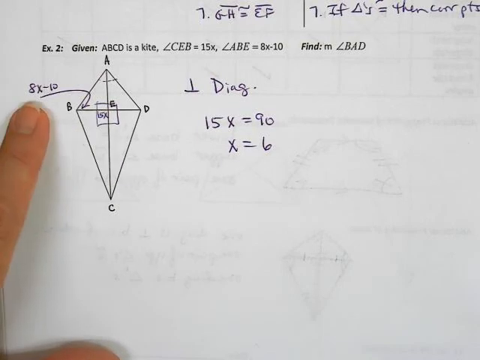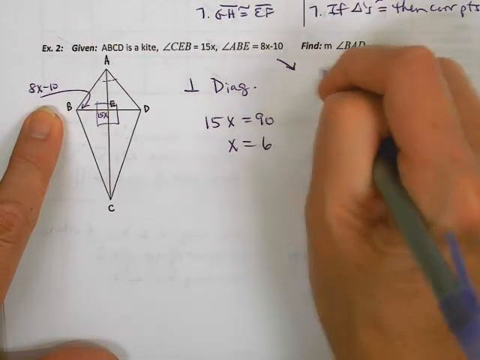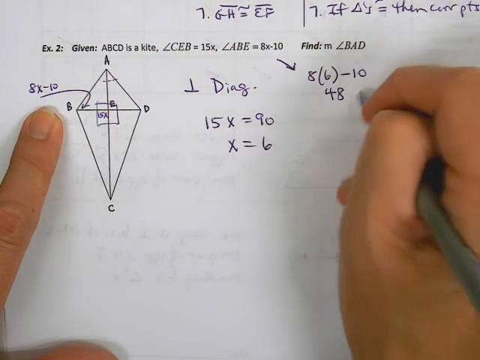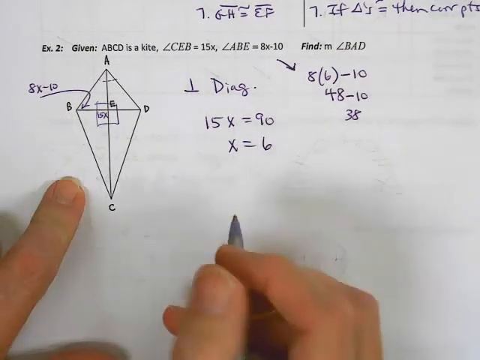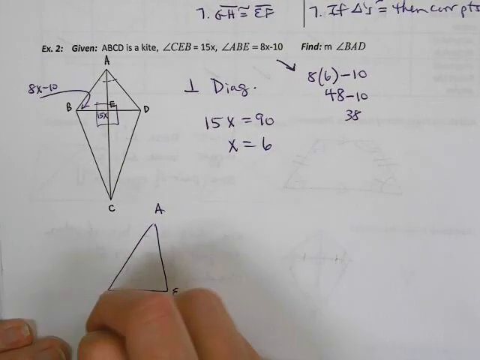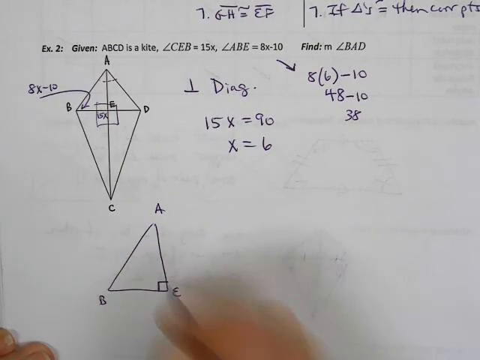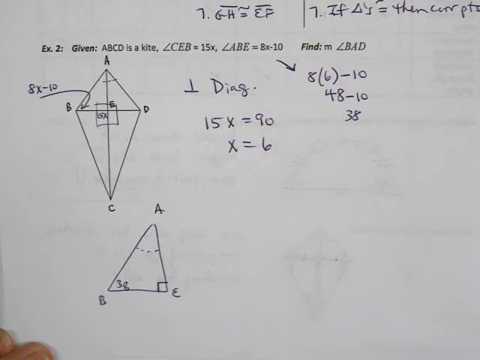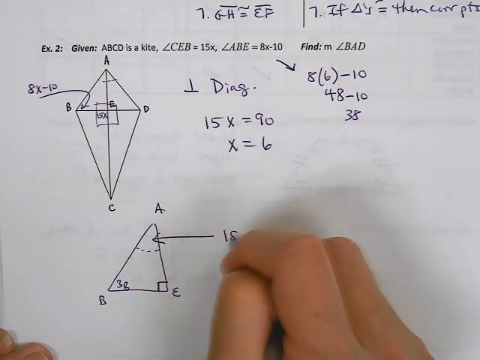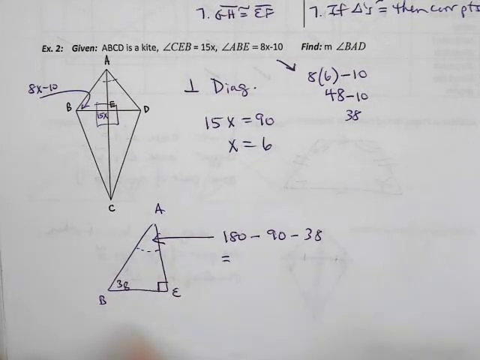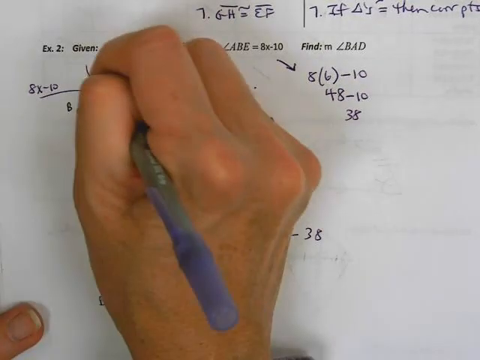All right, well, how does that help? Well, let's find this angle. Angle ABE then would be 8 times 6 minus 10. That's 48 minus 10, which is 38. So now, if I'm just looking at this triangle AEB, I know this is a right angle. I just found this angle right here to be 38. Can you find me this guy up here? Wouldn't that angle be 180 minus 90 minus 38? If I solve that, I should get 52. So that means this angle right here is 52.